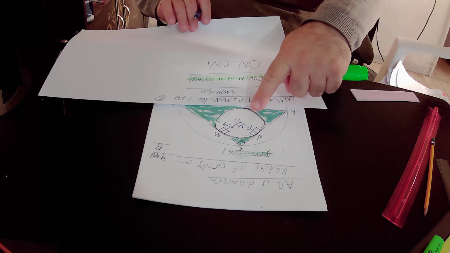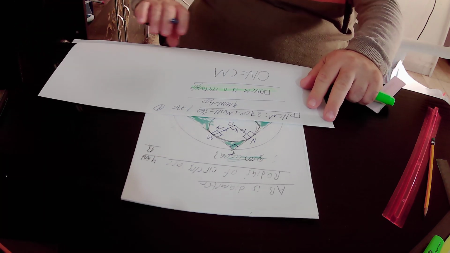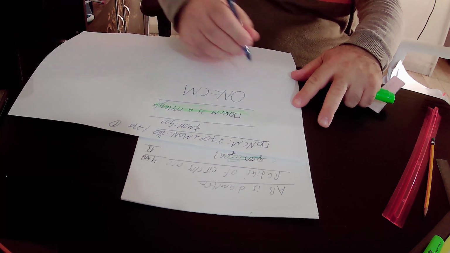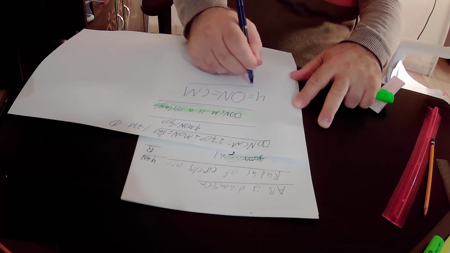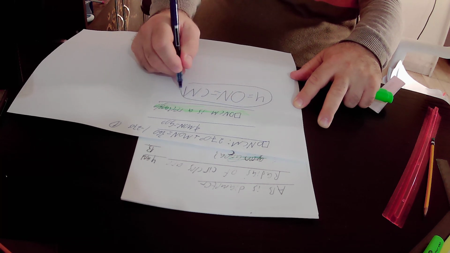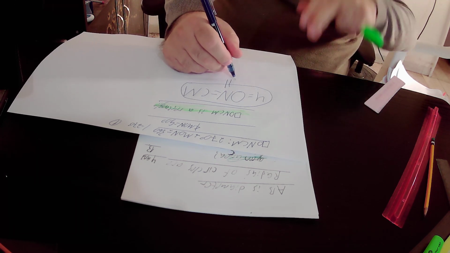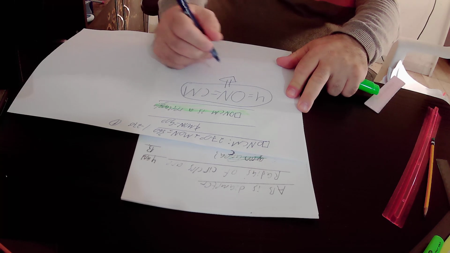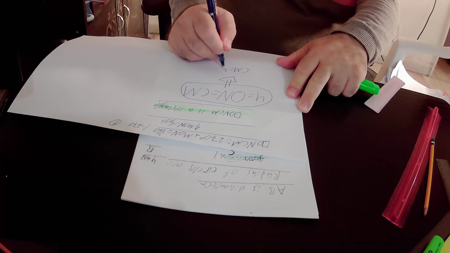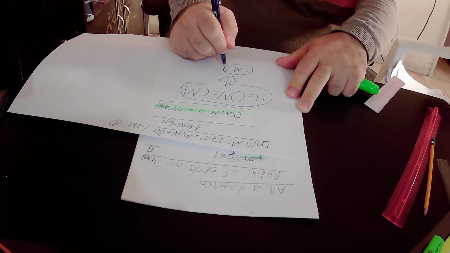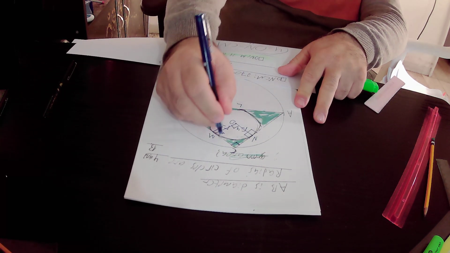But we already found out that ON equals 4 units, so we can write here that ON equals 4 units. And from this equation, 4 equals ON equals CM, we will derive that CM is also equal to 4 units.